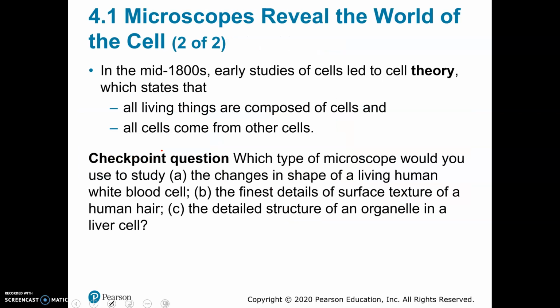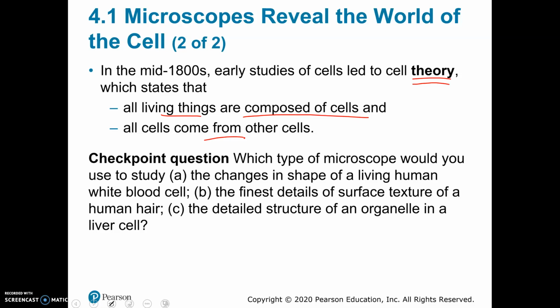So, the cell theory says a couple of things. Number one, all living things are made of cells. It also says they're the smallest unit of life, that they form all the structures and perform all the functions of living things. And then it also says that all cells come from other cells. In other words, cells divide, and they pass on their DNA, and you get new cells from your old cells. Checkpoint question, they want you to match which microscope you'd use to look at some different things.